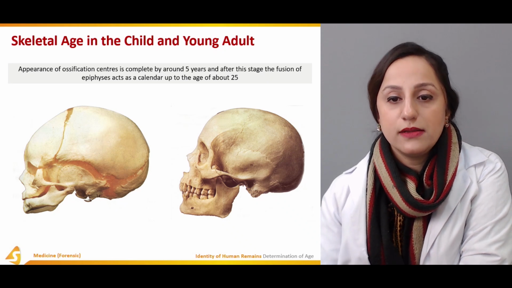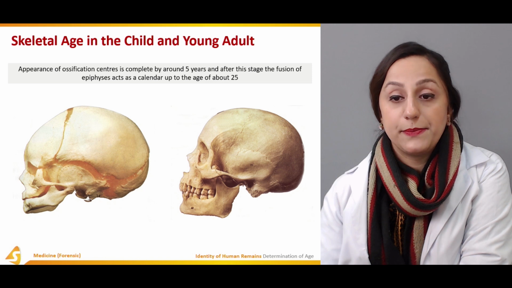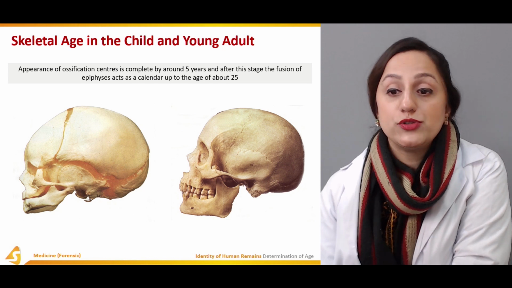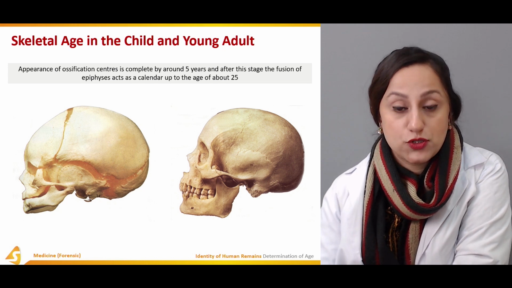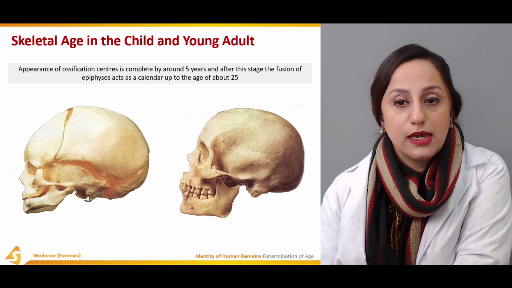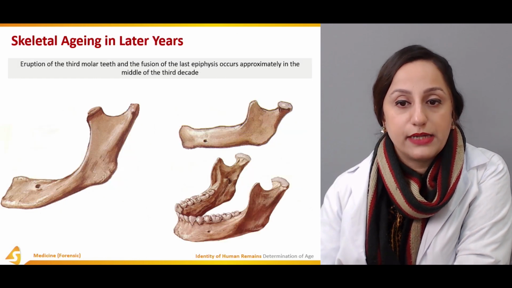So the appearance of the ossification centers is complete by around 5 years, and after this stage, the fusion of the epiphyses acts as a calendar up to the age of about 25. So that comes in handy whenever we are aging the child and the young adult.